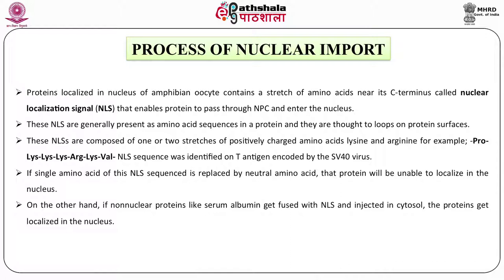These NLS signals are generally present as an amino acid sequence in a protein, and they are thought to loop on protein surfaces. These NLS are composed of one or two stretches of positively charged amino acids, which are basically lysine and arginine. If you see the signal, it starts from proline and has lysine, arginine, lysine, valine. I'll give an example: an NLS signal was identified on the T antigen coded by the SV40 virus.